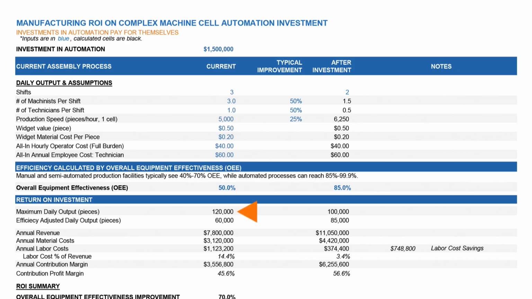You're currently having a maximum daily output of 120,000 pieces, but your reduced equipment efficiency is only allowing you to produce 60,000. And after investment, your maximum is 100,000 with fewer shifts, and your equipment is more efficient. So factoring in the OEE percentage, you are producing 85,000 pieces daily.